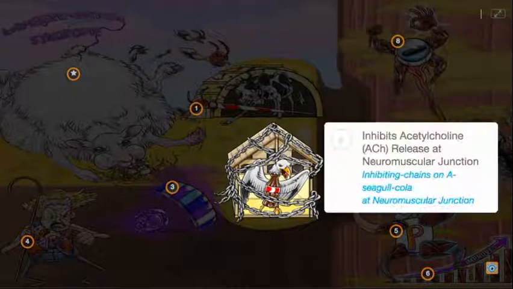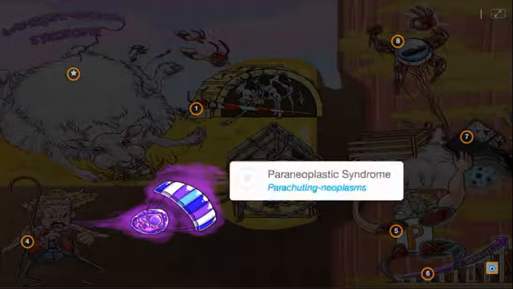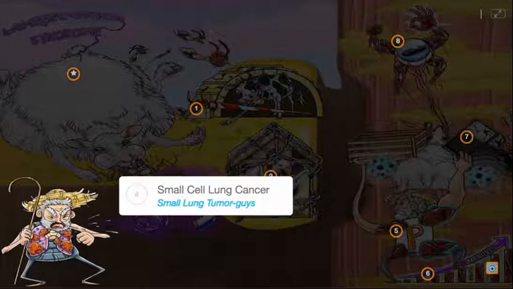Muscle weakness occurs because these antibodies cause a type 2 hypersensitivity reaction, inhibiting acetylcholine release at the neuromuscular junction, shown as the inhibiting chains on acetylcholine at the neuromuscular junction. Usually, Lambert-Eaton syndrome arises as a paraneoplastic syndrome, the parachuting neoplasms, and the antibodies to the presynaptic calcium channels may be formed through a malignancy, like small cell lung cancer, depicted as the small lung tumor guise.